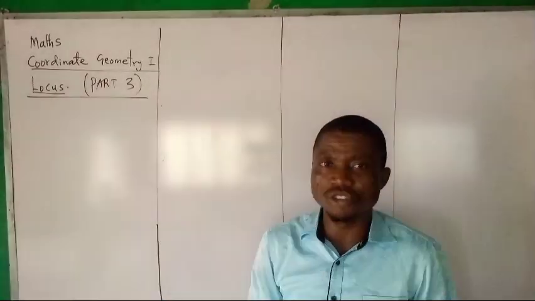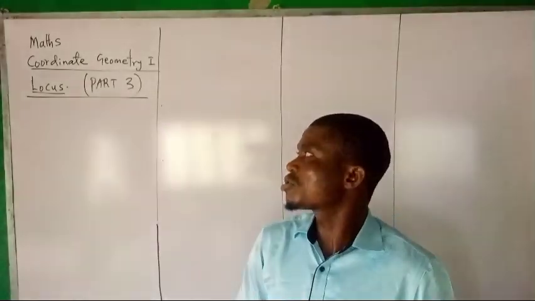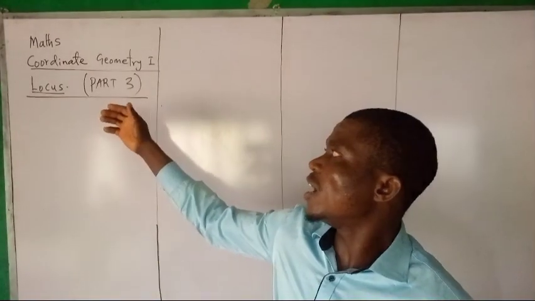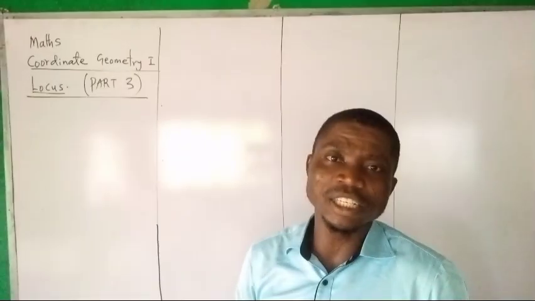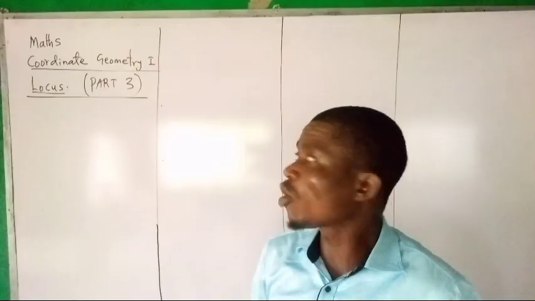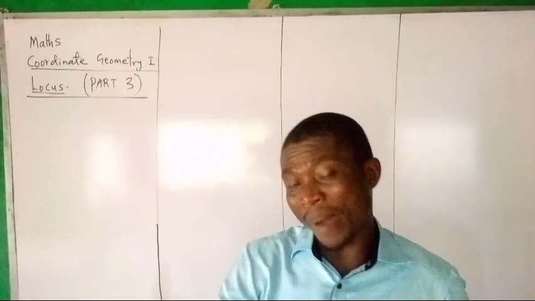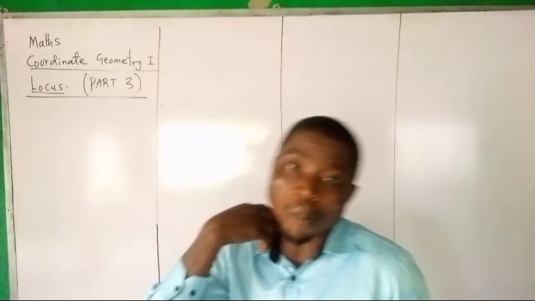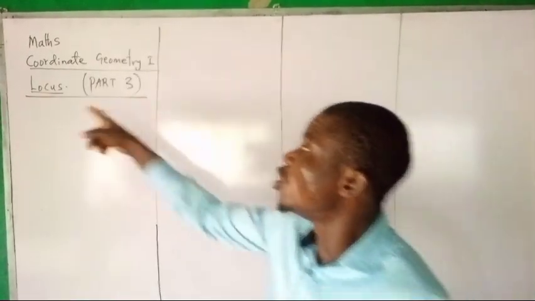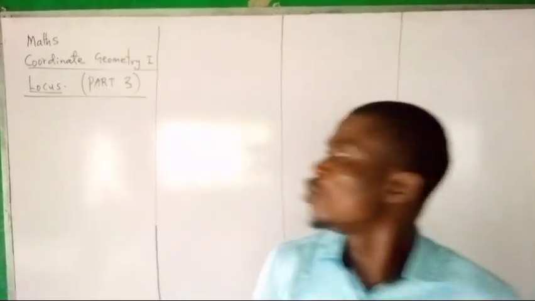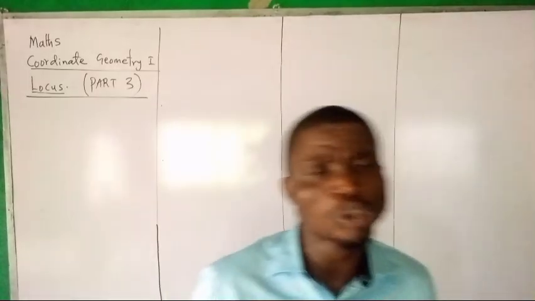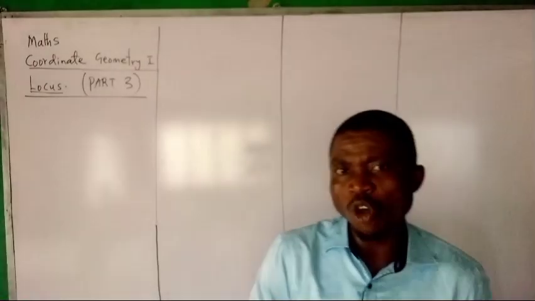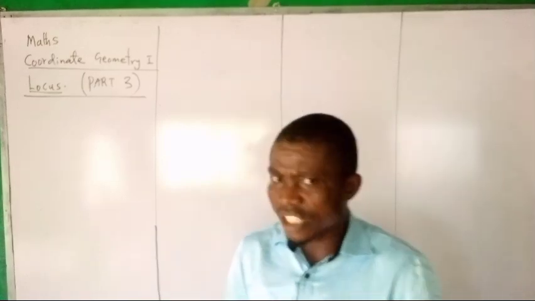Let's discuss this topic, locus. Locus of points is part of coordinate geometry that I couldn't finish last time. Coordinate geometry 1, we have done part 1, we have done part 2, and this is part 3. So in part 3, I'll be teaching you on locus of points. Locus of points is an interesting topic for those preparing for JAM, especially, and also WAEC. So you have to pay attention as I teach you.